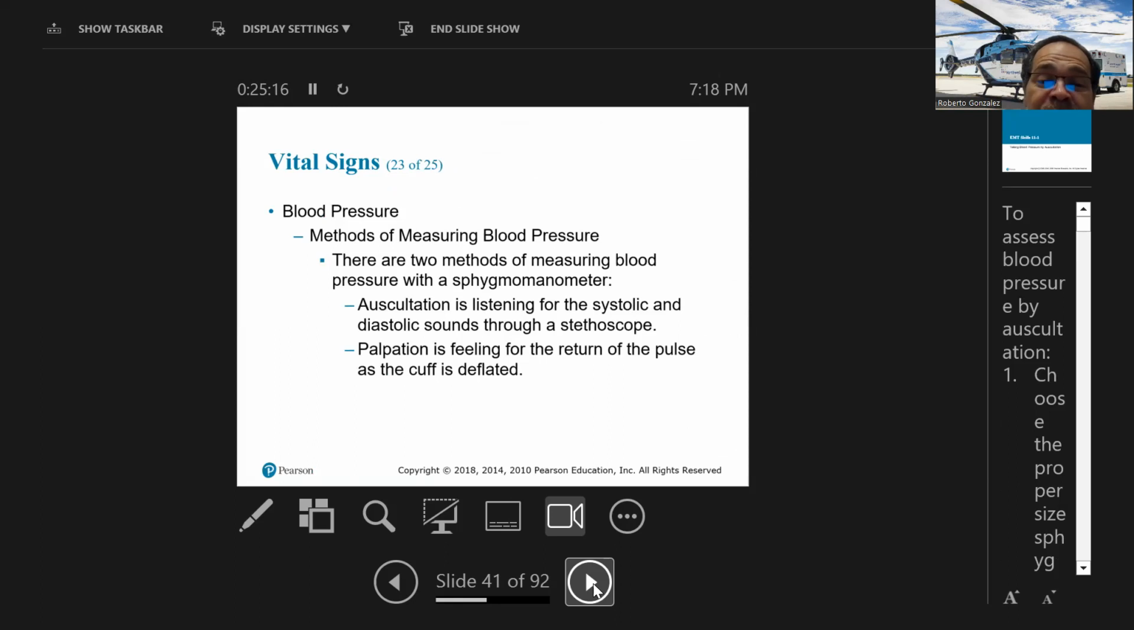Methods of measuring blood pressure. There are 2 methods of measuring blood pressure with a sphygmomanometer. Remember, sphygmomanometer is your blood pressure cuff. Auscultation is listening to the systolic and diastolic sounds through the stethoscope. Palpation is feeling for the return of the pulse as the cuff is deflated.